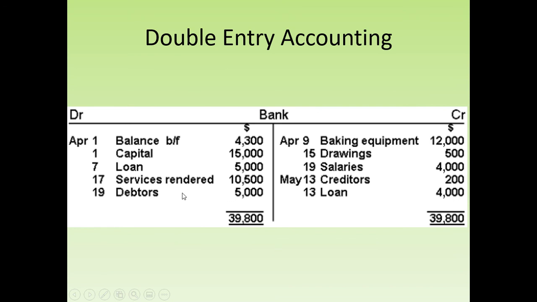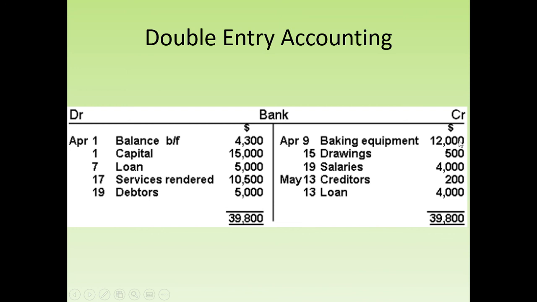So here's an example of double entry accounting. All right, so the 1st of April, the balance brought forward, money in the bank was $4,300. Basically, their capital, what the business owns, $15,000, and they have a loan of $5,000 that they've loaned out to someone else. They've delivered services for $10,500, and people owe them, the debtors owe them $5,000. So their total assets is $39,800.